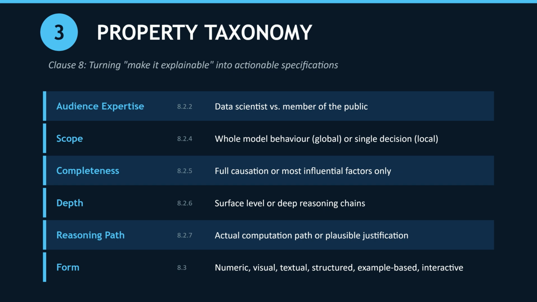A rationale identifies causes that actually affected the decision process. A justification identifies causes that are relevant without claiming they were the actual causes. Most AI explanations today provide justifications, not rationales. And finally, form. Is it numeric, visual, textual, structured, example-based, or interactive?